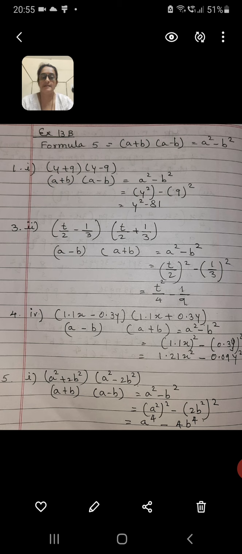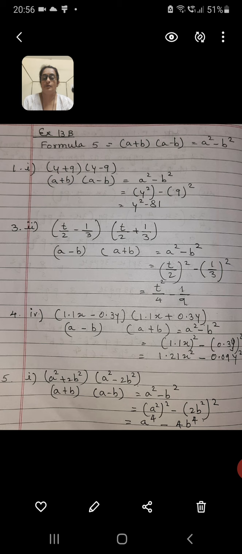The identity is a plus b, a minus b. So here only 2 terms, a and b, are used, and one is with a negative sign, the other is with a positive sign. So it gives you a square minus b square. It's very easy and very simple. Now using this identity we will solve this exercise.